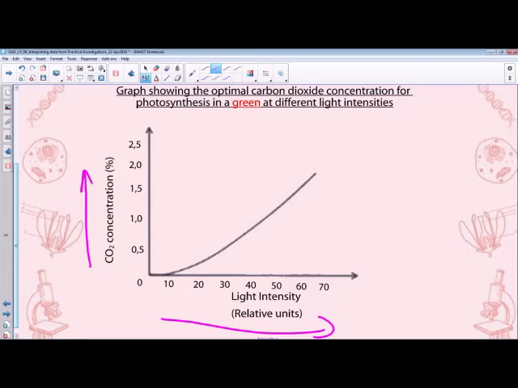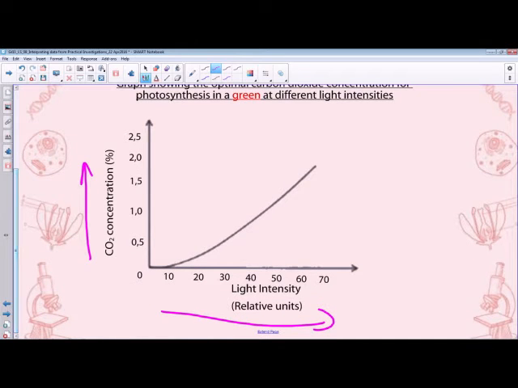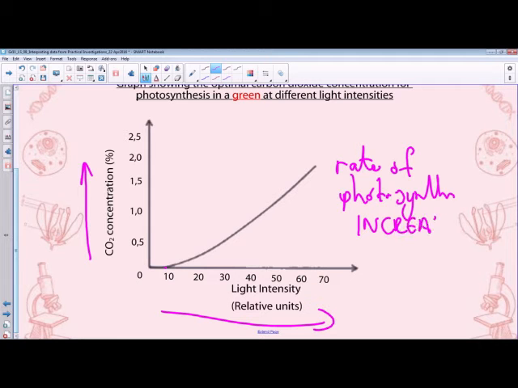If we were to very quickly interpret the illustration here, we're seeing that as the light intensity increases, the amount of carbon dioxide increases, which essentially means that the rate of photosynthesis increases. And that's something that you've got to be able to draw from this, is that the rate of photosynthesis increases as the light intensity increases, and that's purely because there's more carbon dioxide that is needed by the plant for photosynthesis. So guys, we've looked at that.